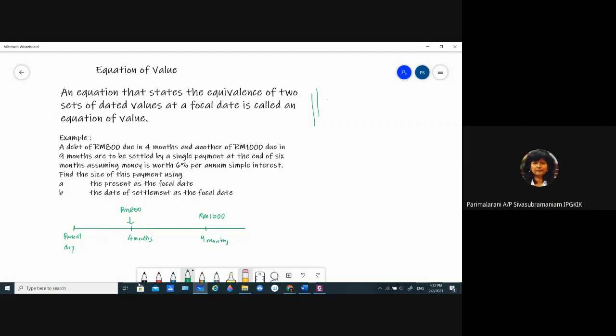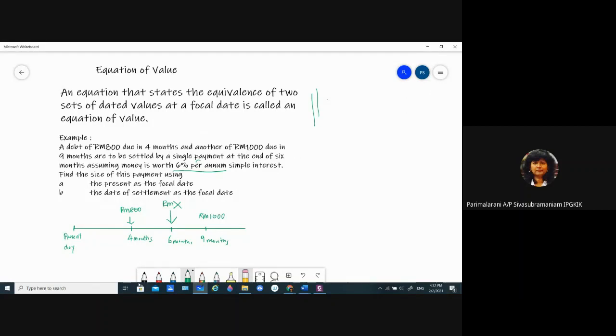Okay? But you want to settle both loans at once. You want to make one single payment at 6 months here. Say you're paying X here. Assuming the money is worth 6% per annum, that means this is your interest rate R, 6% simple interest. So they ask you to find how much X is. Find the size or the amount of this payment. Find X, using the present as the focal date. That means we are going to use this day to decide how much to pay for X.